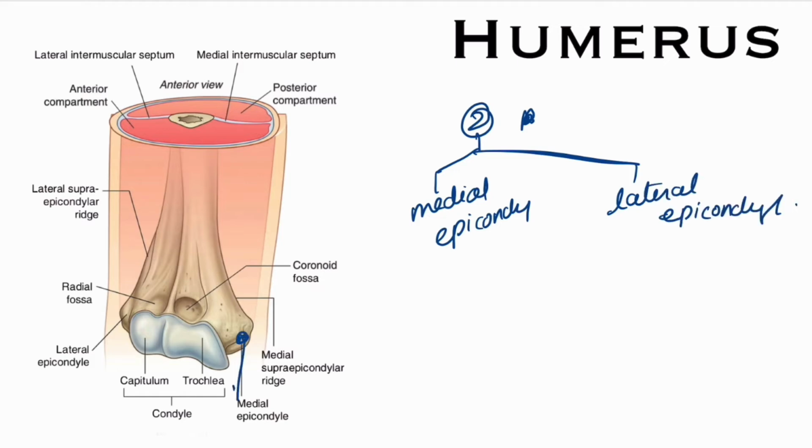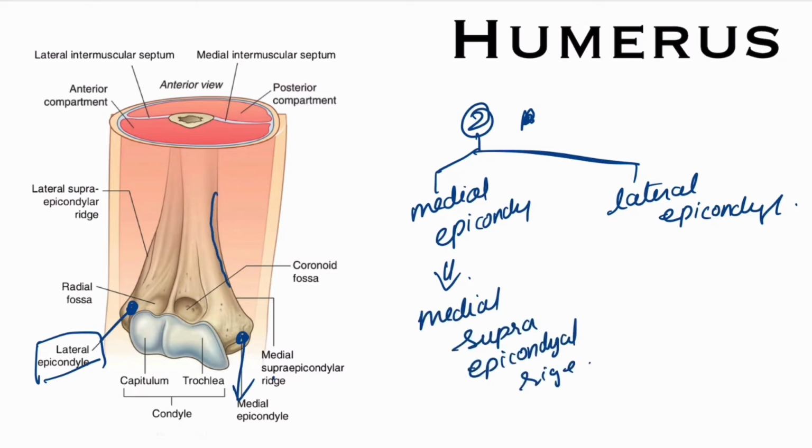This is the medial epicondyle. Above this medial epicondyle, we have the medial supraepicondylar ridge. So this is the medial supraepicondylar ridge. And laterally we have the lateral supraepicondylar ridge. This is the lateral supraepicondylar ridge.